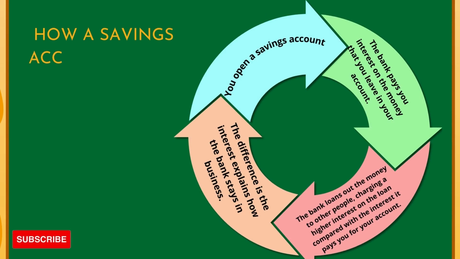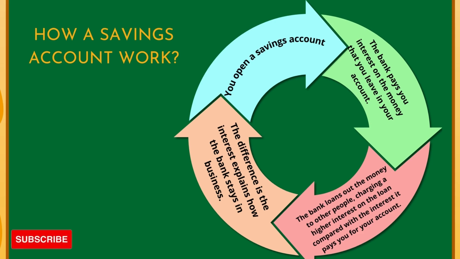Now, how a savings account works. So, the first thing you need to do is, of course, visit a bank, open a savings account, and deposit your money there. The second is the bank pays you interest on the money that you leave in your account. The bank does this because you allow it to use your money to make loans to others.